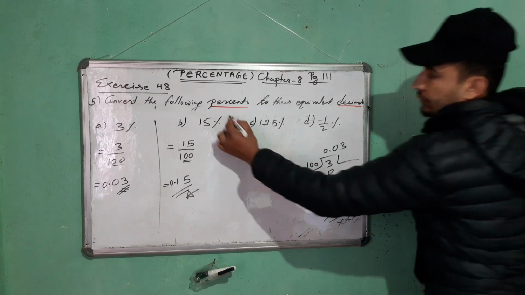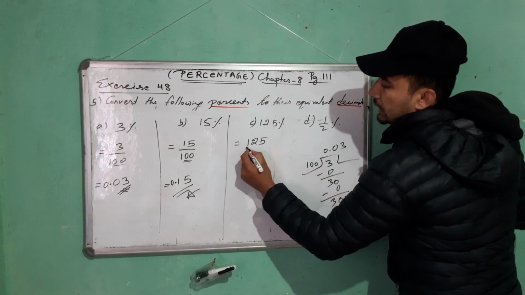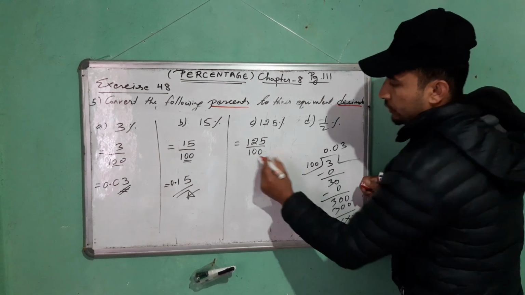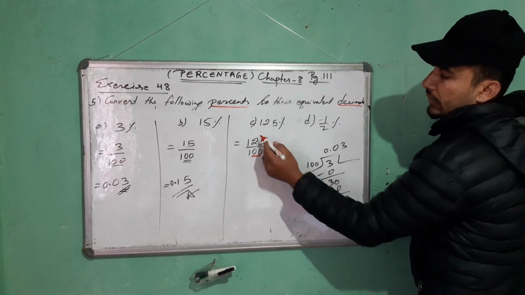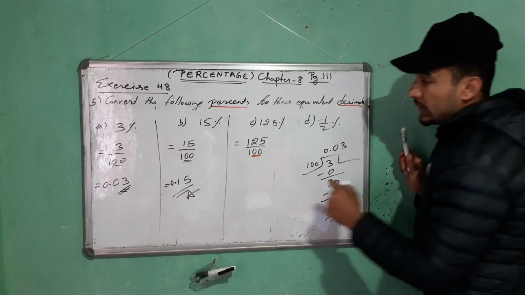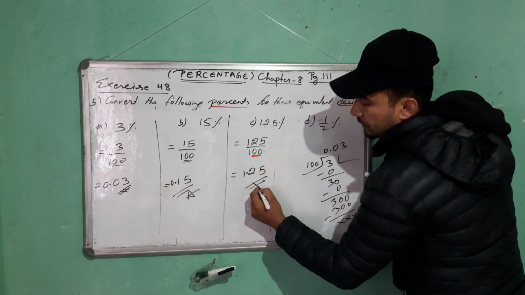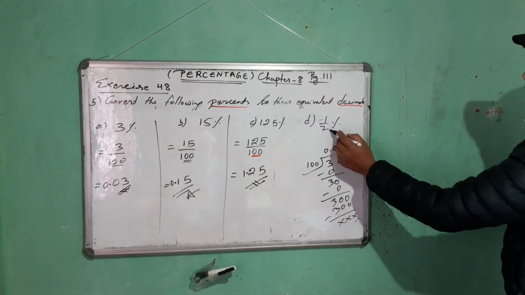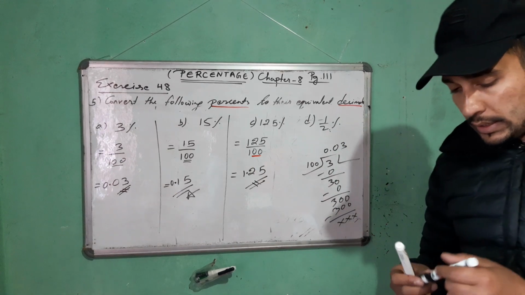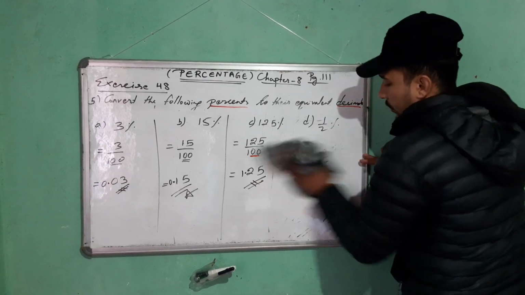Okay, here you have 125%, 125 upon 100. Here you have two zeros. Here you have three digits. So put the decimal in front of two digits: 125 and the decimal will be here. This is your home task. Number D, you try it on your own. You follow the same process. Now let's move on to another question.